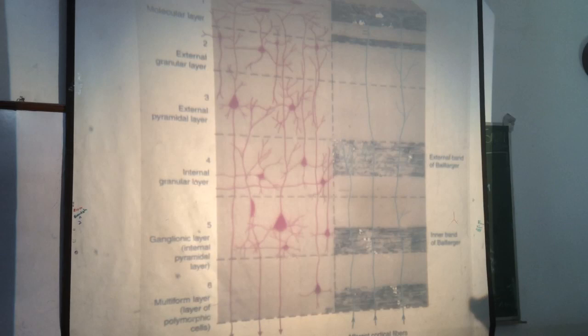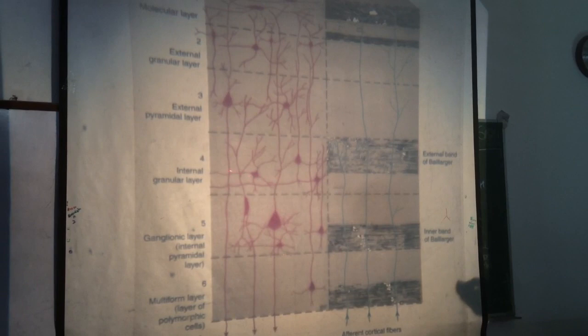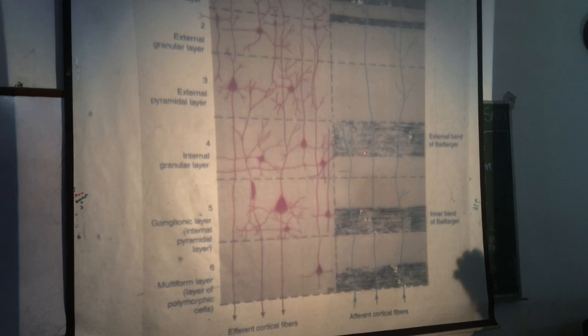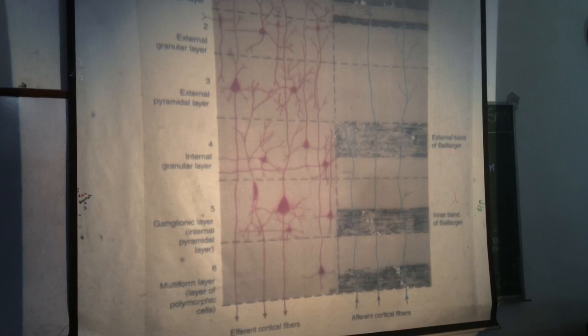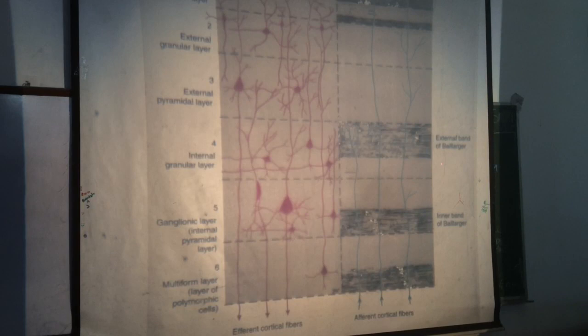Then is the internal granular layer, consisting of stellate cells and some pyramidal cells. In this layer, there is a band of nerve fibers called the external band of Baillarger.